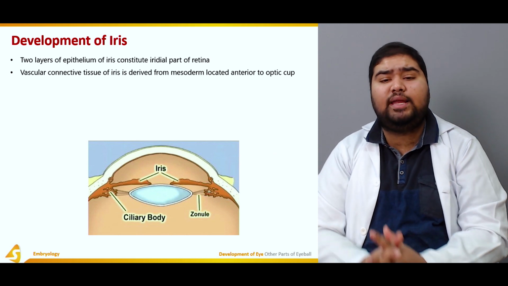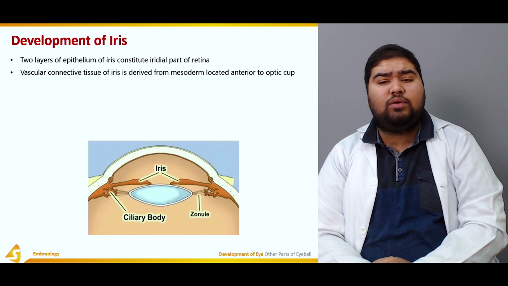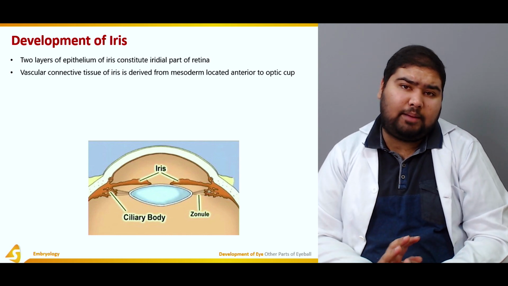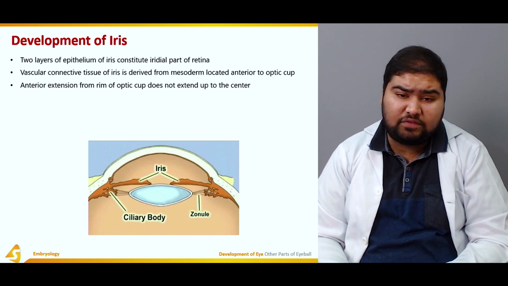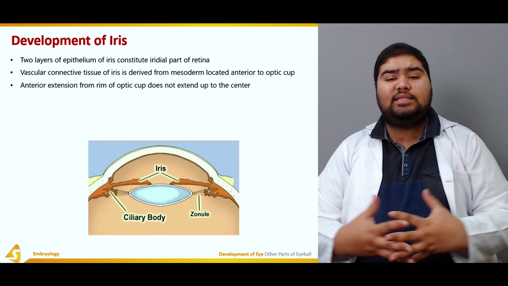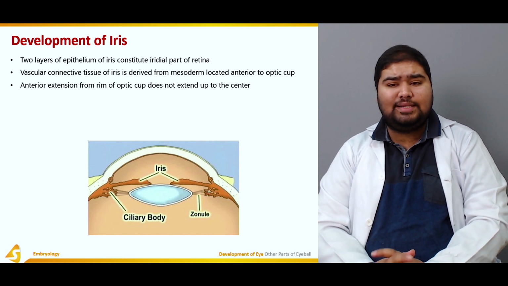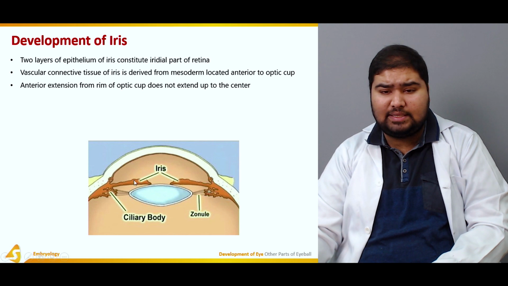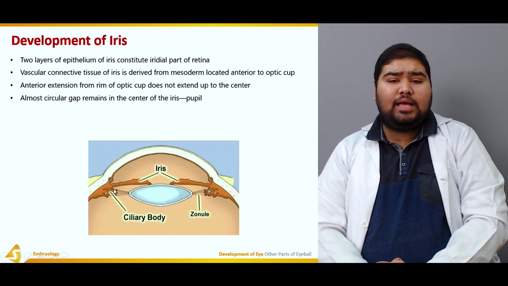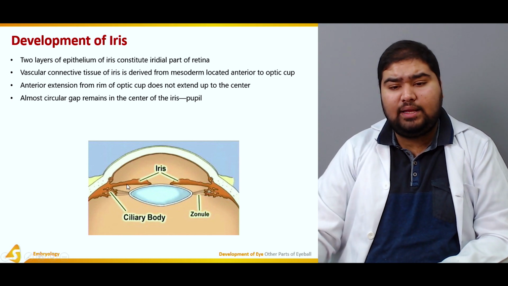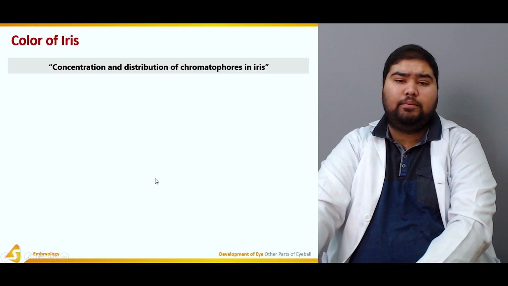The vascular connective tissue of the iris is derived from mesoderm, which is located anterior to the optic cup. So the mesoderm in the region contributes to the vascular connective tissue. There's an anterior extension from the rim of the optic cup that does not extend up to the center. Here you can see this is the anterior extension. An almost circular gap remains in the center of the iris. This is the circular gap, known as the pupil.